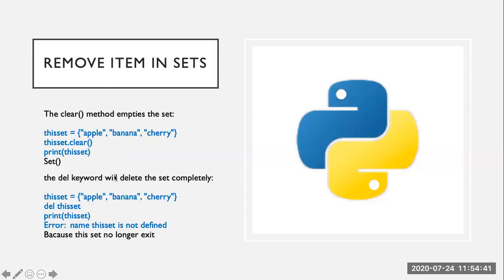So whenever we want to remove an item, we will use the discard method, and if we want to empty the set, we will use the clear method, and if we want to delete the set completely, we will use the del keyword.